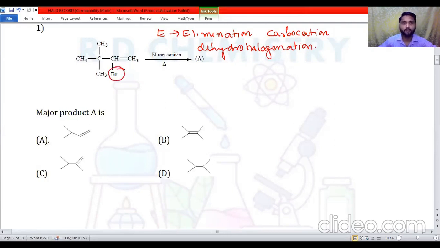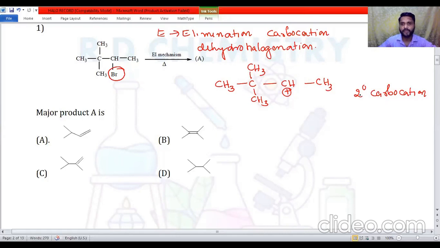It can be primary carbocation, secondary carbocation, tertiary carbocation. Right? So let me remove that bromine atom. So we'll get CH3, CH3, CH3, then CH plus, then CH3. This is a secondary carbocation.